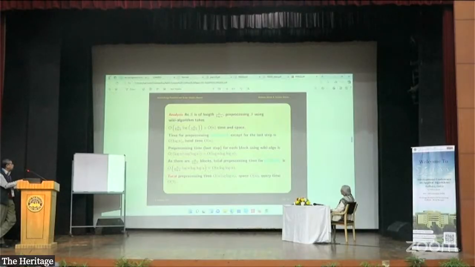Pre-processing each block except for the last step will take log n time, and total time will be order n because there are n over log n blocks. Pre-processing time for the last step using the Wikipedia algorithm will be log n into log of log n, which is log n times double log n. As there are n over log n blocks, total pre-processing time for all the blocks will be n over log n multiplied by this term, which is n log of log n. So basically, in one step, I have reduced the pre-processing time from n log n to order of n log of log n. The space remains order n and the query time remains constant.